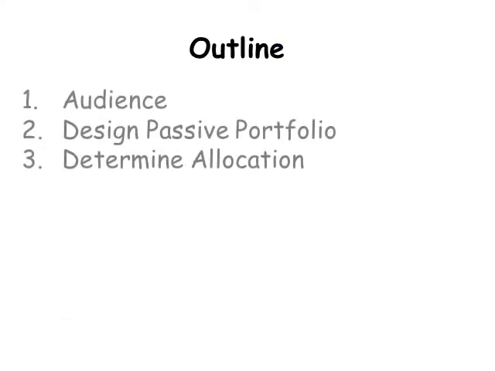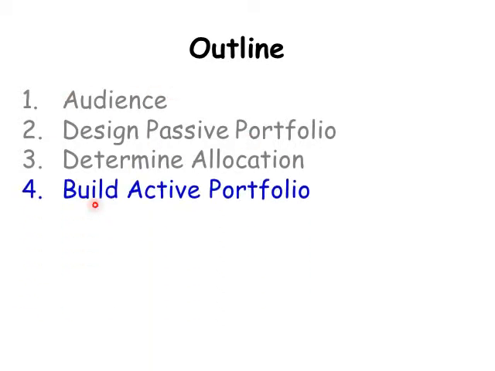Okay, now we go into the next section here. We already discussed these three sections. Now we're going to build an active portfolio. This is a longer section, and it consists of two parts. One is selecting mutual funds, which is my research plus analysis, and then putting together a portfolio, which is a synthesis. Okay, let's continue here.